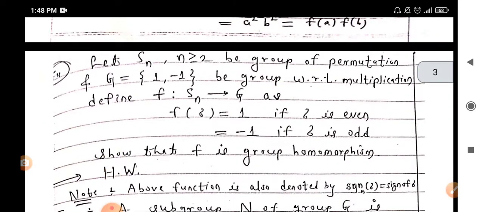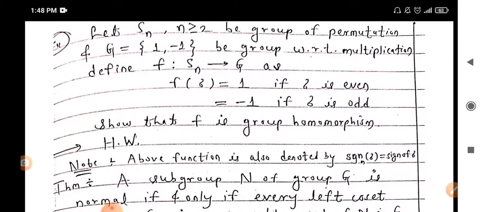Now the next example: let S_n be the symmetric group, the group of permutations, and G = {1, -1} be the group with respect to multiplication. Then define a mapping from S_n to G as f(sigma) = 1 if sigma is an even permutation, and -1 if sigma is an odd permutation. Then show that f is a group homomorphism. It is homework. This example shows that if sigma is an even permutation and suppose delta is an odd permutation, then what is the product, and so on. Consider all of the cases. The above function is denoted by the signature of sigma.